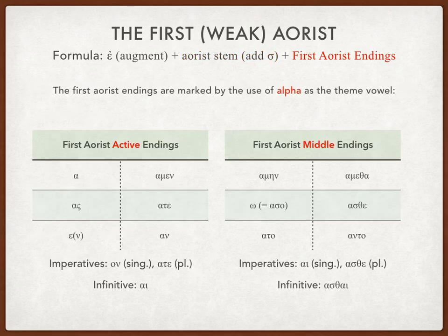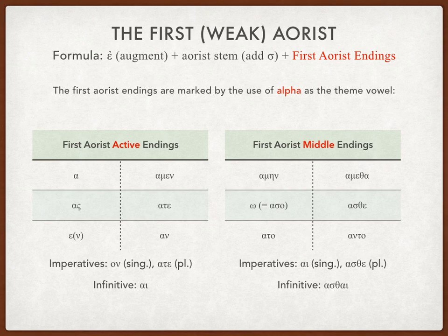And these are the endings that you need to know for this chapter. So remember, you've already learned to add an epsilon or augment to the beginning. You already saw how to add a sigma to the end of the aorist stem. And then all you need to do afterwards is know these sets of endings. And this is where you're going to need to spend some time memorizing this chart.